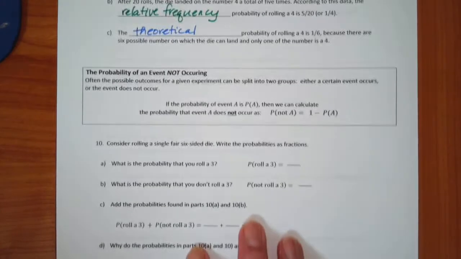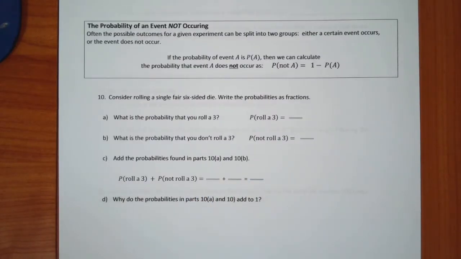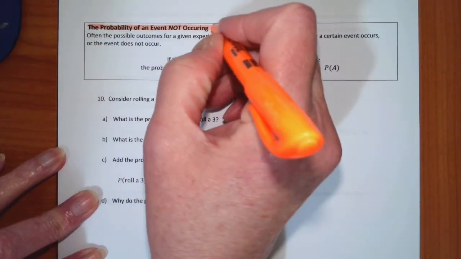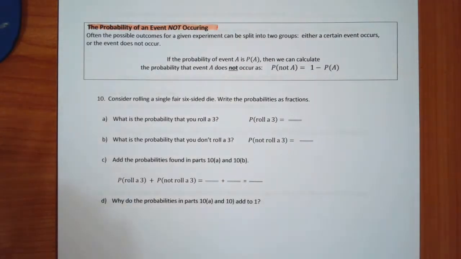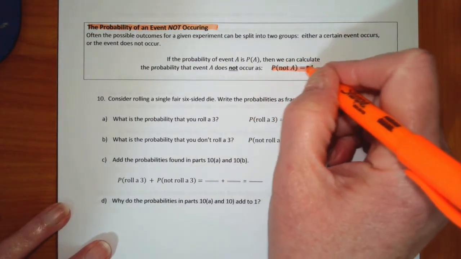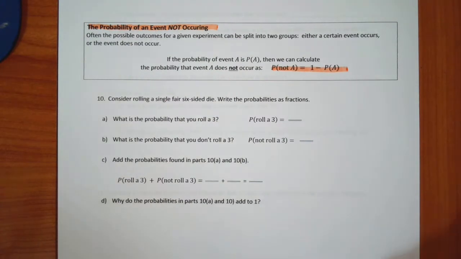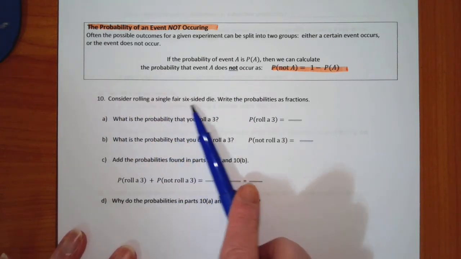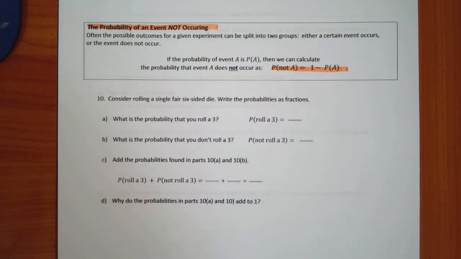Okay, so let's talk about the probability of an event not occurring. If we know what the probability of something occurring is, then we can figure out what the probability of not occurring is. The probability of not A is 1 minus the probability of the event occurring. Okay, so let's go through this and see what we can do. Alright, so consider you're rolling a fair 6-sided die. Write the probabilities as fractions.